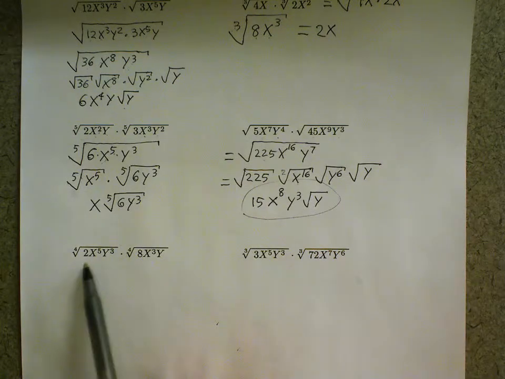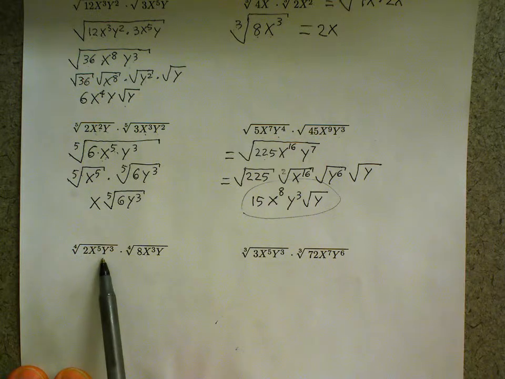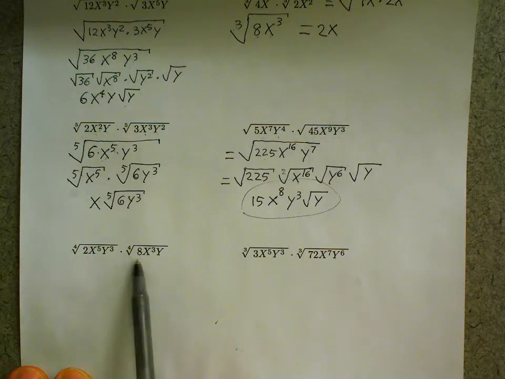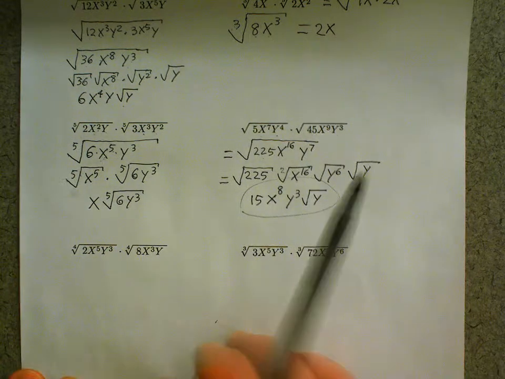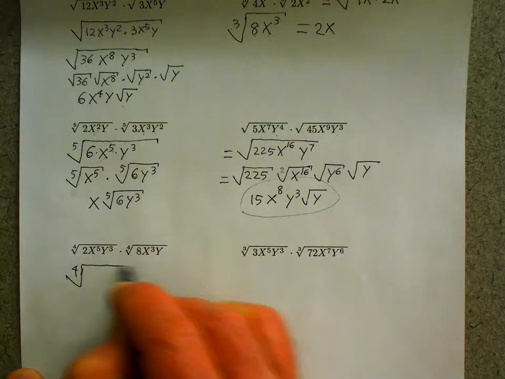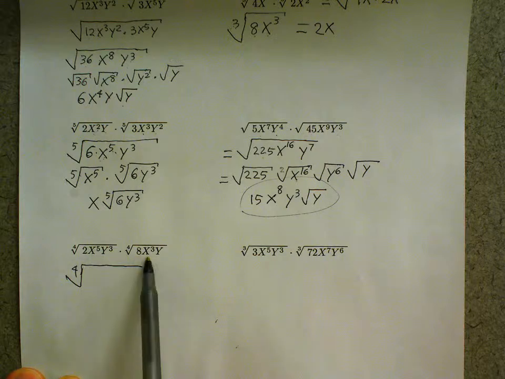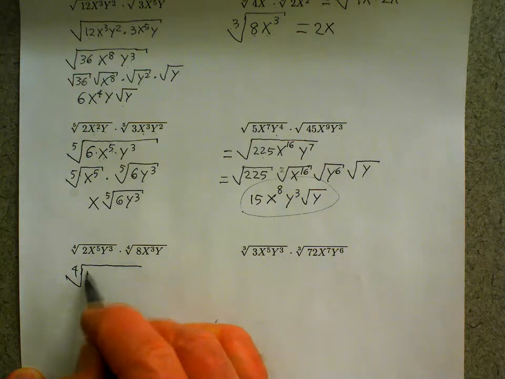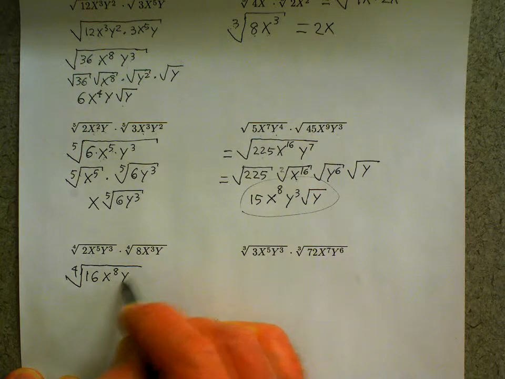Okay, the next one, we have a product of 2 fourth roots. The fourth root of 2x to the 5th y to the 3rd times the fourth root of 8x to the 3rd y. So we'll write it as a single fourth root and multiply the radicands. So 2x to the 5th y to the 3rd times 8x to the 3rd y is 16x to the 8th y to the 4th.